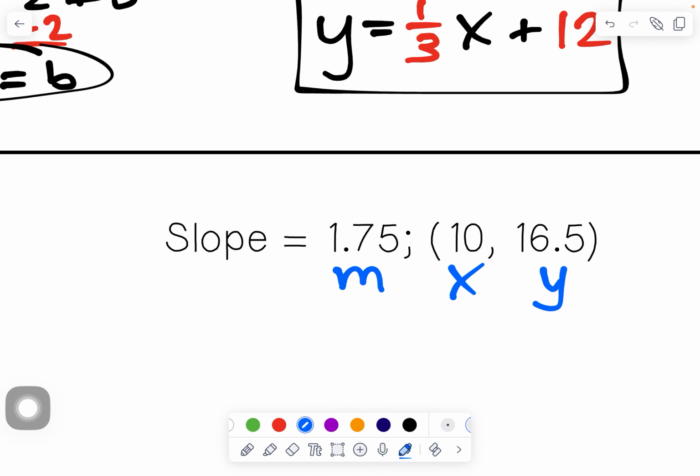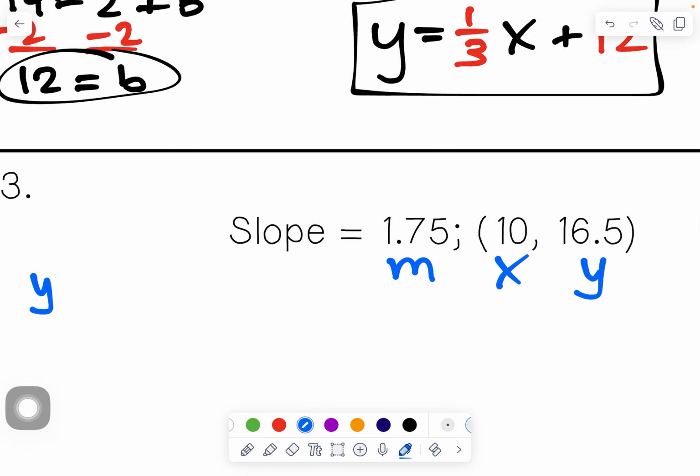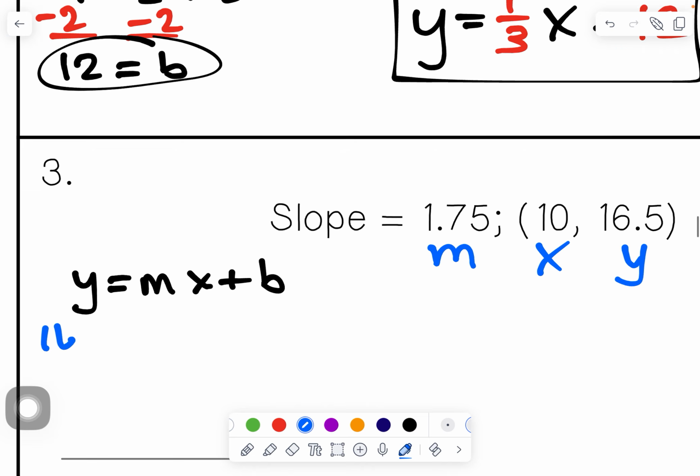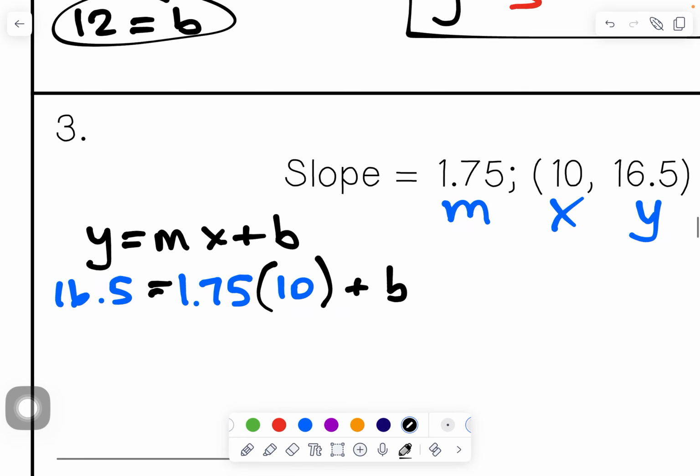I'm going to take y equals mx plus b, and substitute each of these parts where they belong. So the 16.5 is the y, the 1.75 is the m, the 10 is the x, plus b. Oh, forgot my equal sign. The b is the part that I'm looking for, same as the last couple problems.